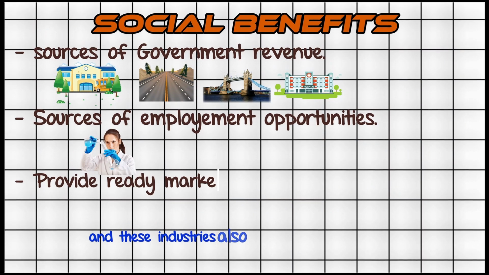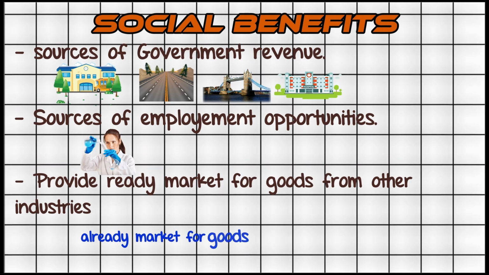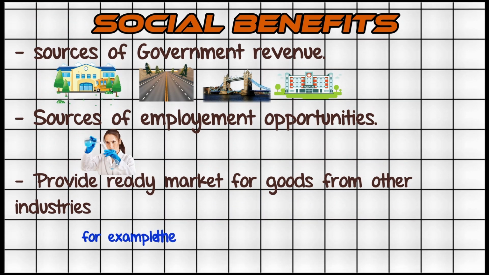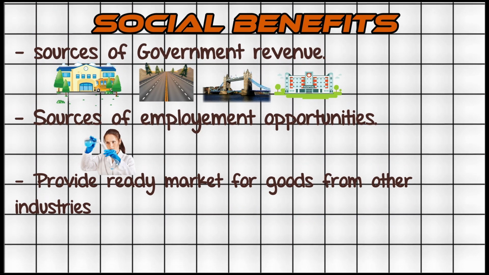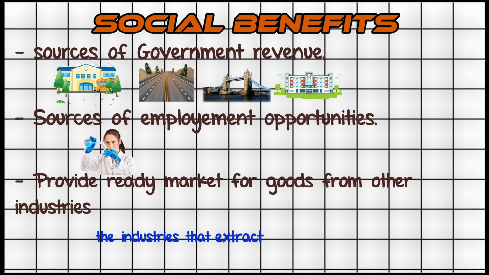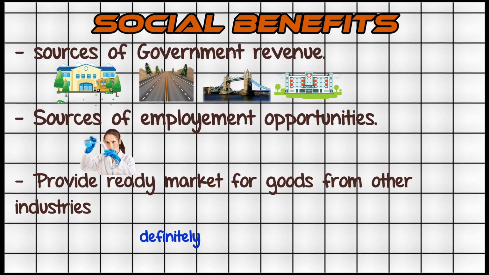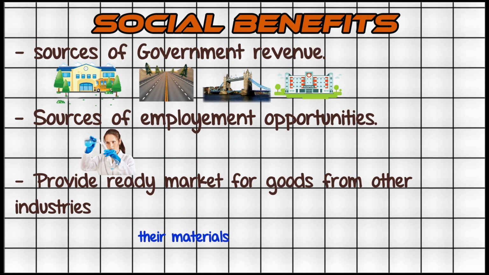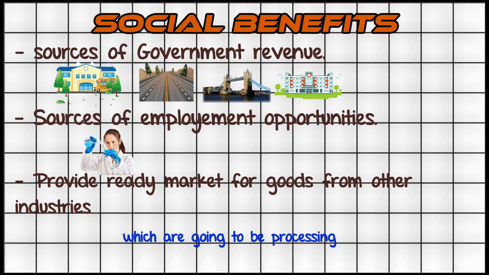And these industries also provide a ready market for goods from other industries. For example, the extracting industries, so industries that extract limestone and coke, definitely they will sell their materials to these industries which are going to be processing iron.